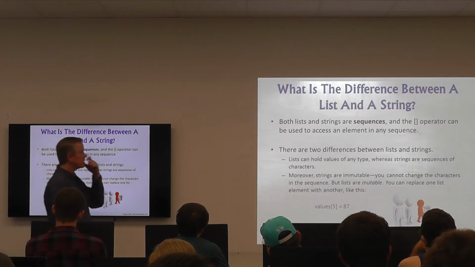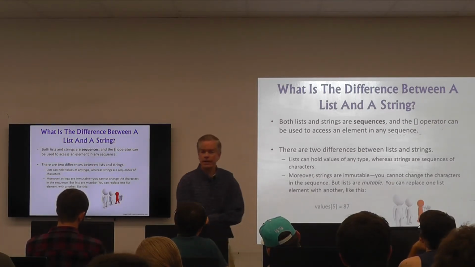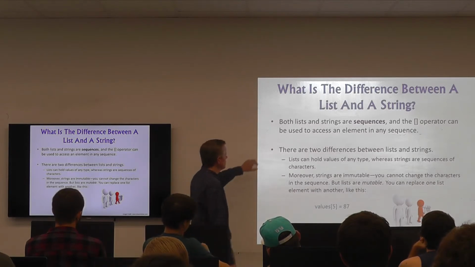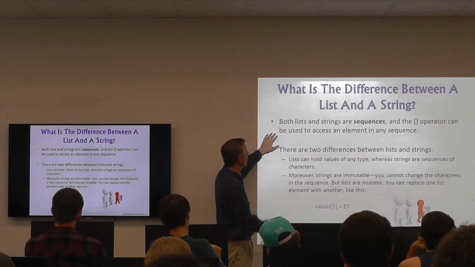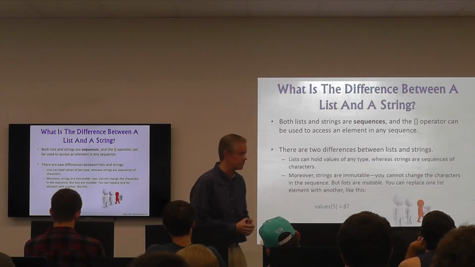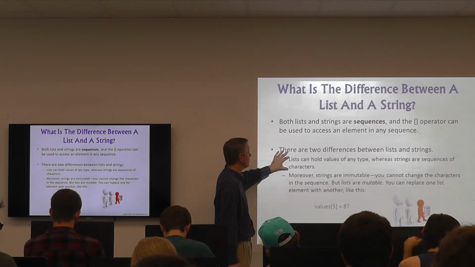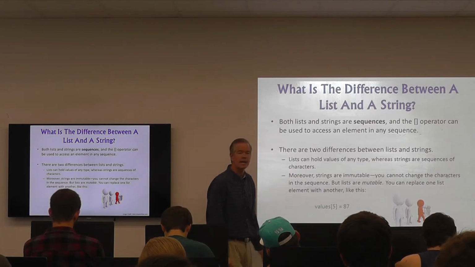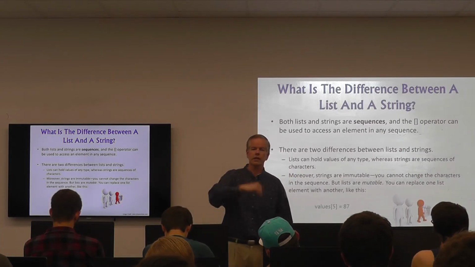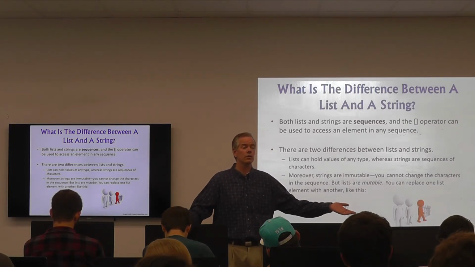All right. What's the difference between a list and a string? Not that much, really. A string is a list. Both lists and strings are sequences. The square bracket operator can be used to access an element in any sequence. Okay? There are 2 important differences between lists and strings. First off, lists can hold values of any type: floats or integers or other strings or what have you, not a problem whatsoever. Obviously, a string can only hold what?